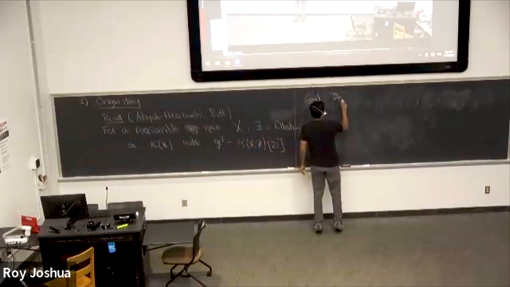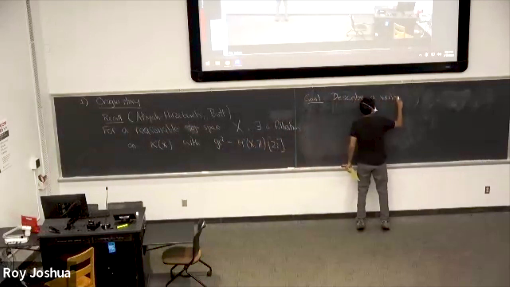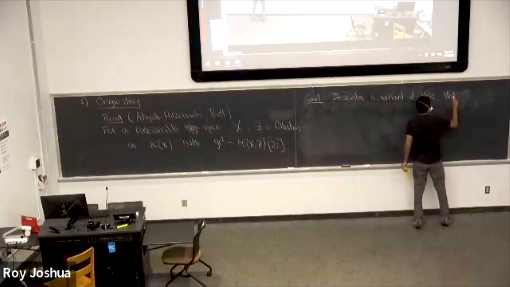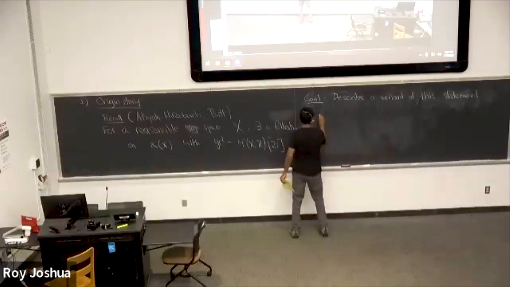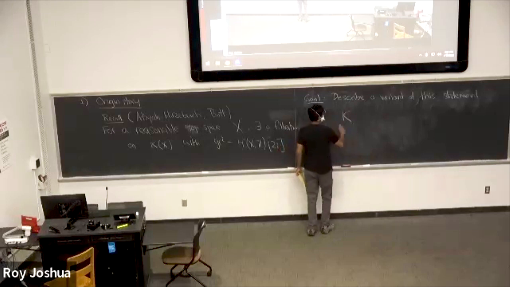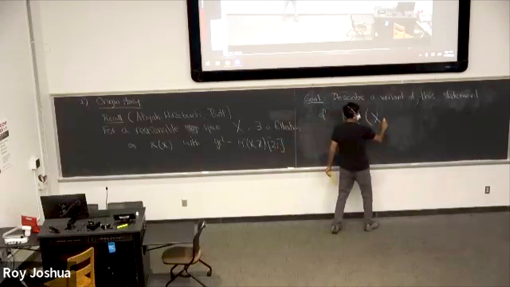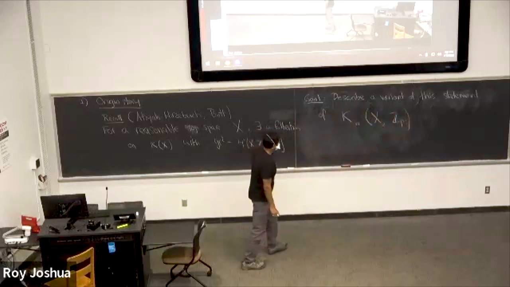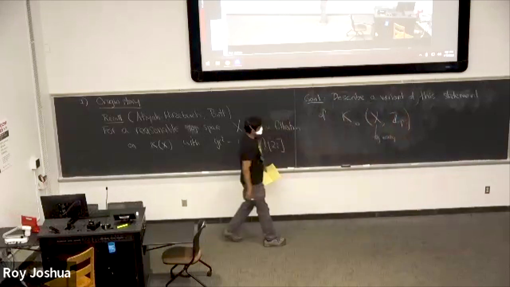So it's to describe a variant of this assertion or of this statement for algebraic K-theory, and it'll be slightly modified as follows. So X here is an algebraic variety, say, or more generally schemes, rings, whatever.